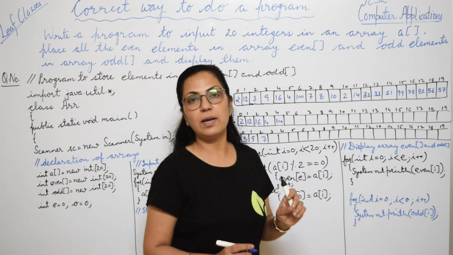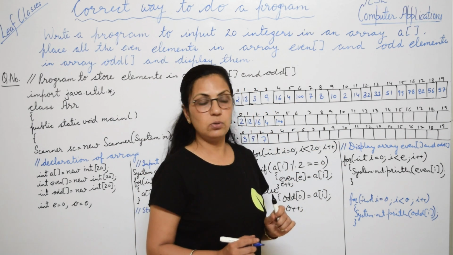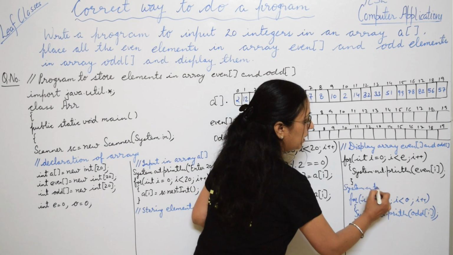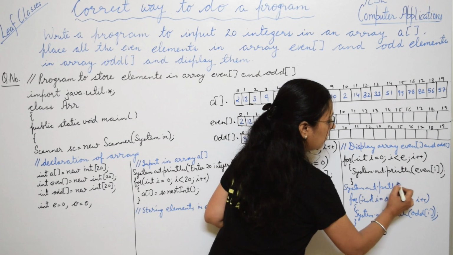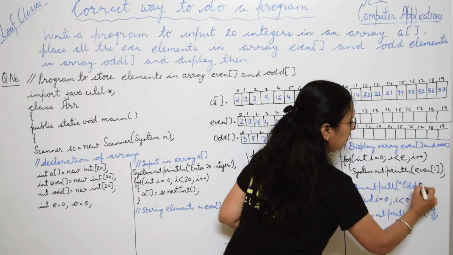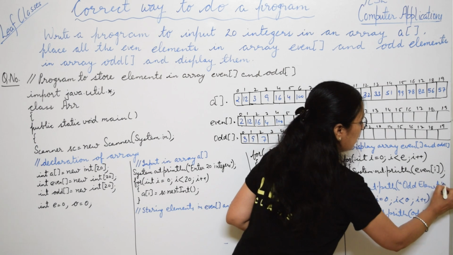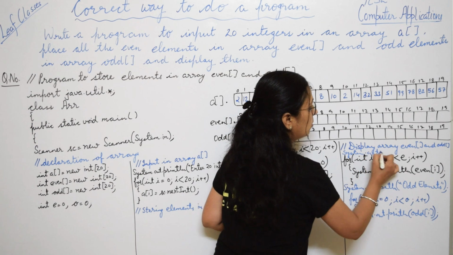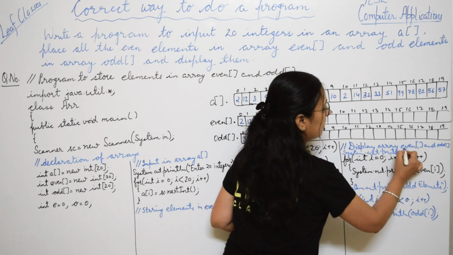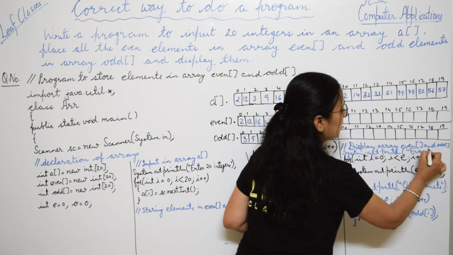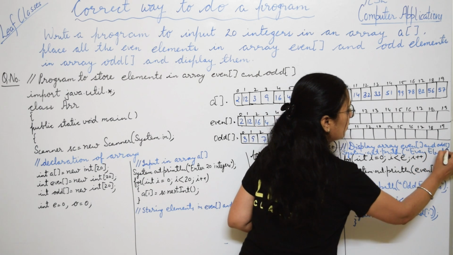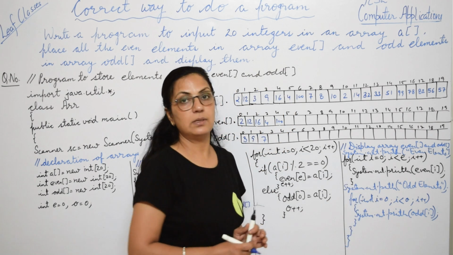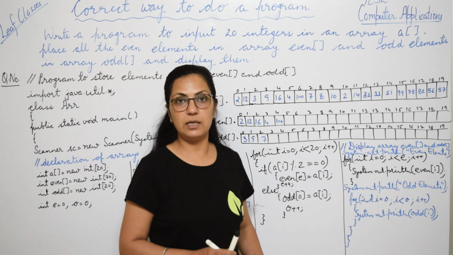Children, I would recommend that before printing also you use a print statement here. Say System.out.println odd elements. And similarly, we can have one print statement here, System.out.println even elements. After this you close main, and after that you close class. Now children, this is one arrays program.